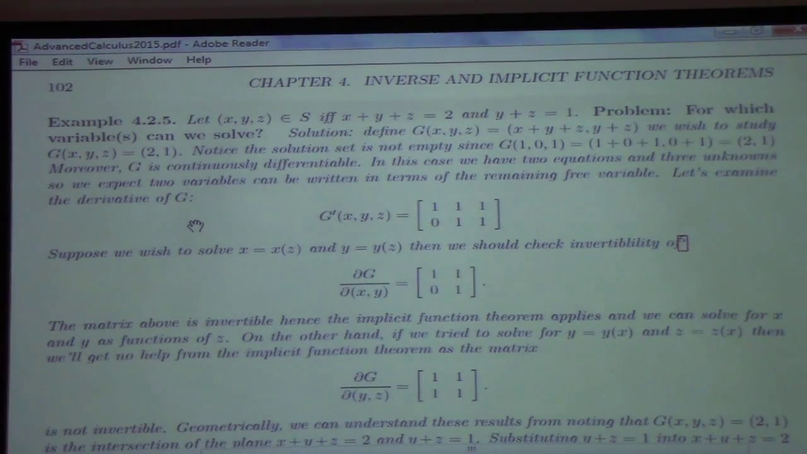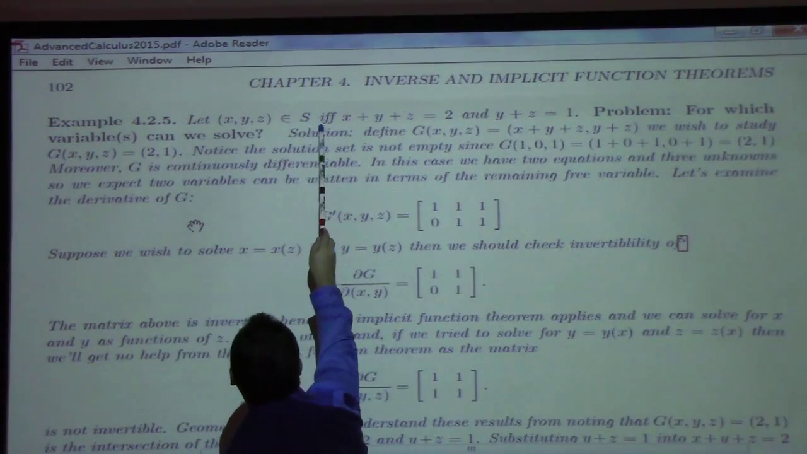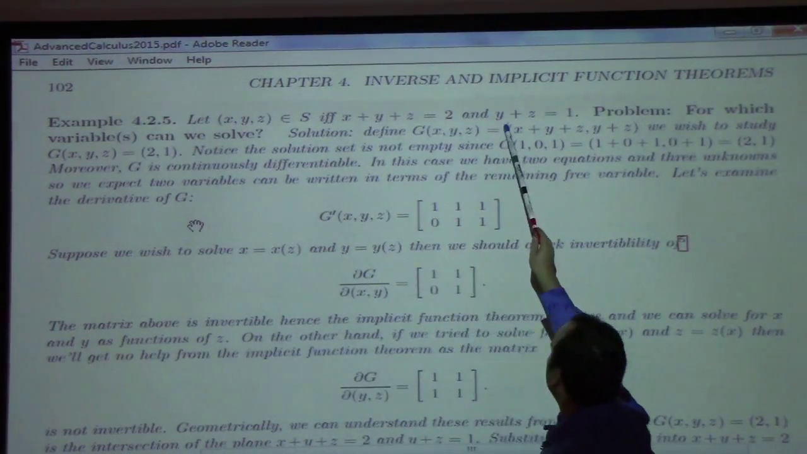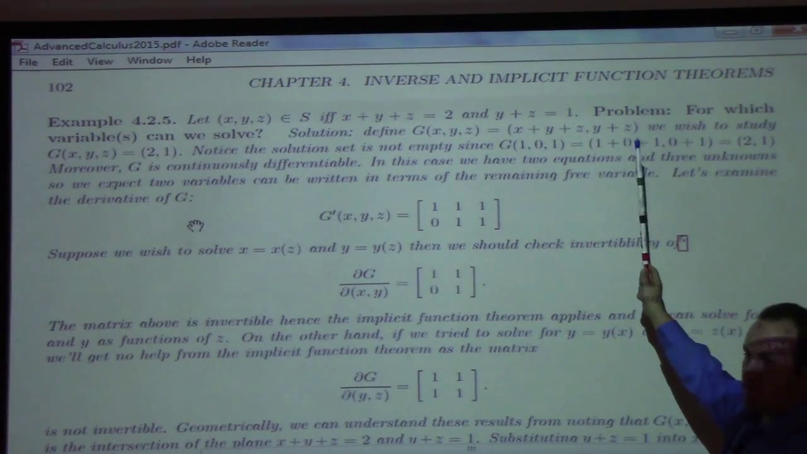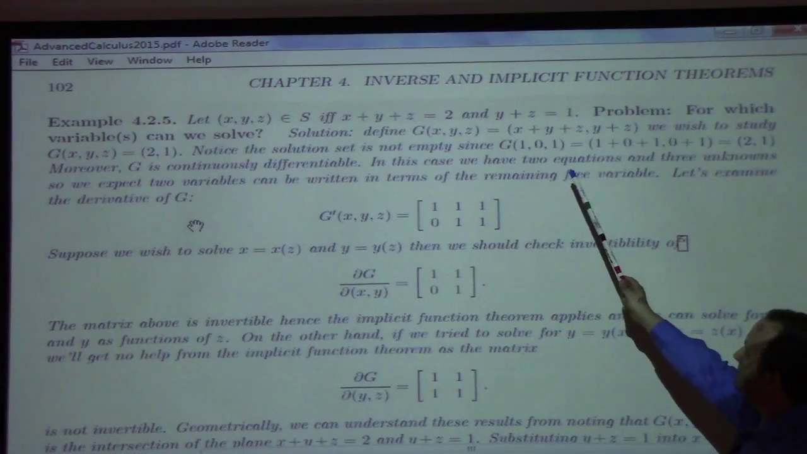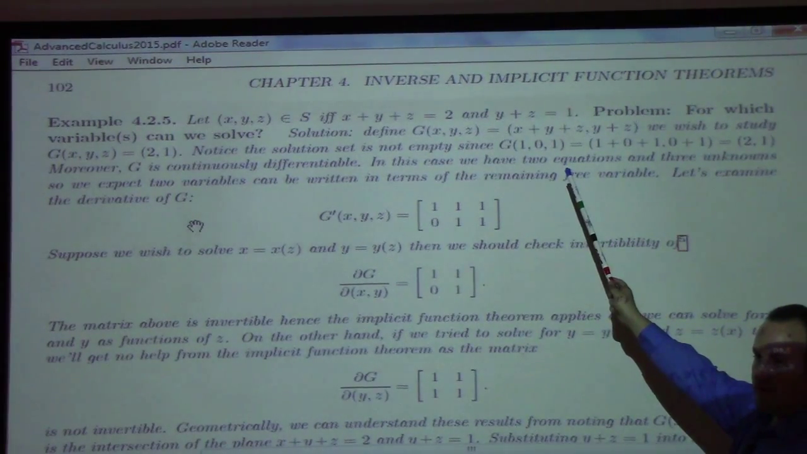Here's a better one, although somewhat simpler. What if we have this set S characterized by x plus y plus z equals 2 and y plus z equals 1? Problem: for which variables can we solve? So I've got 2 equations and 3 unknowns. I expect that that defines a curve.